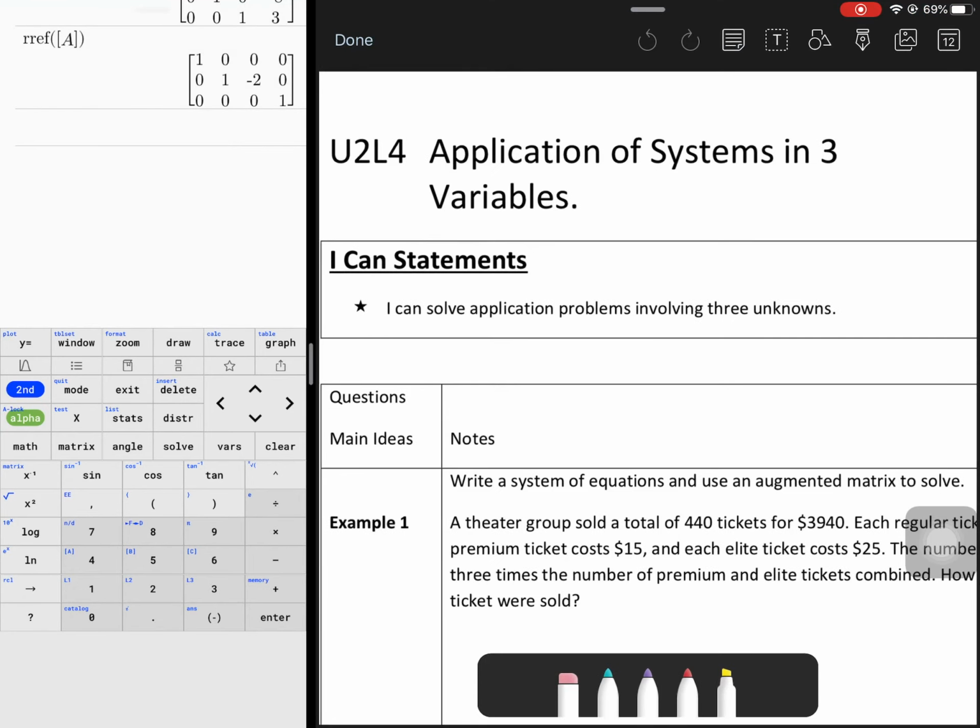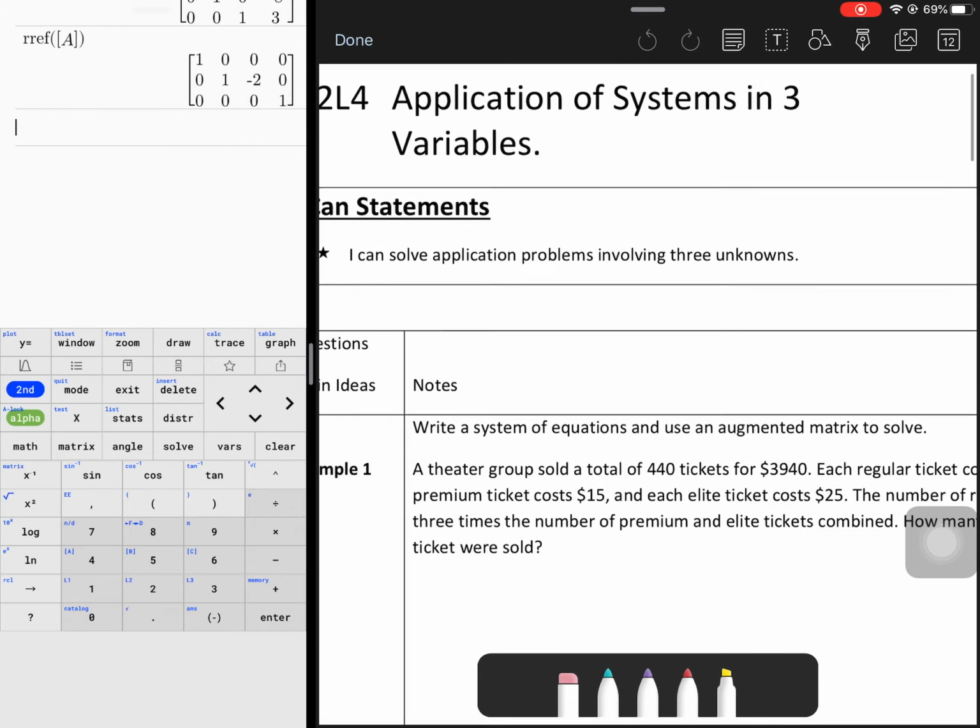In this lesson, we're going to use a system of equations to solve a word problem, and then from that system of equations, we will use the augmented matrix and our technology to solve. So in the first problem, we have: write an equation that involves this situation.